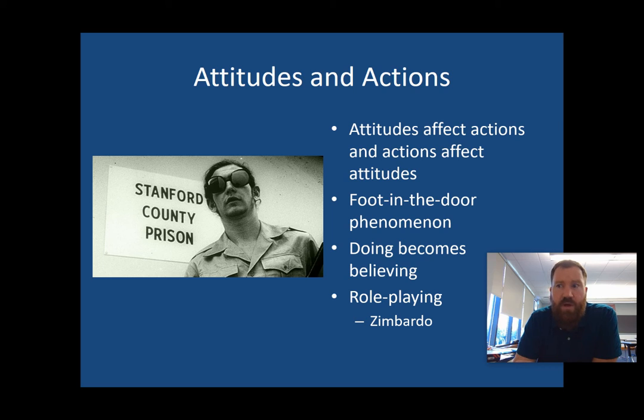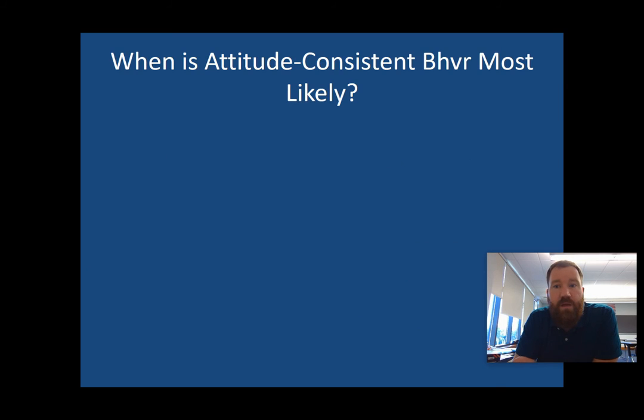It's why when people move or travel, it expands their minds and they think about things from different perspectives. It's because our attitudes are affected by our actions. So when is what we can call attitude-consistent behavior most likely? If I believe that something is wrong, when am I most likely to behave that way?